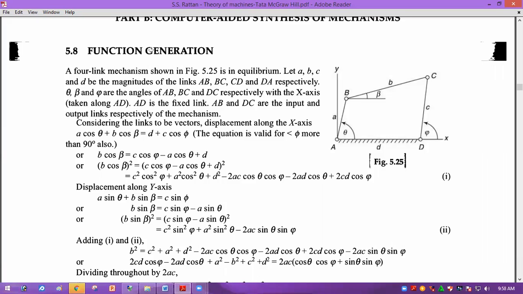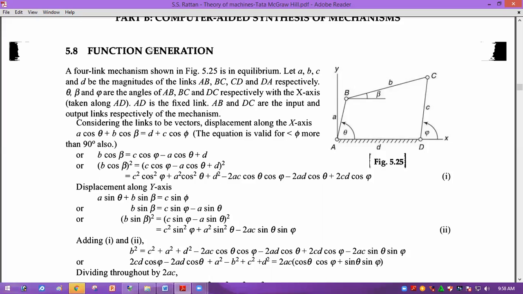There are three classifications of synthesis of mechanism. One is function generation, another is path generation, and the third one is motion generation. In function generation, we decide what the motion of the input is and what the motion of the output is. For example, if we are using the slider crank mechanism, the input motion is rotary motion and the output motion that we desire is the reciprocating motion. That is determined in function generation.